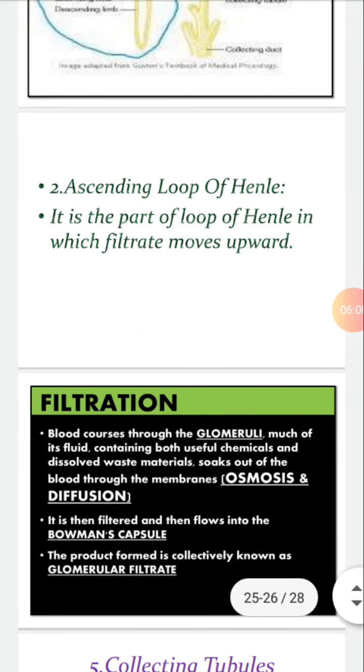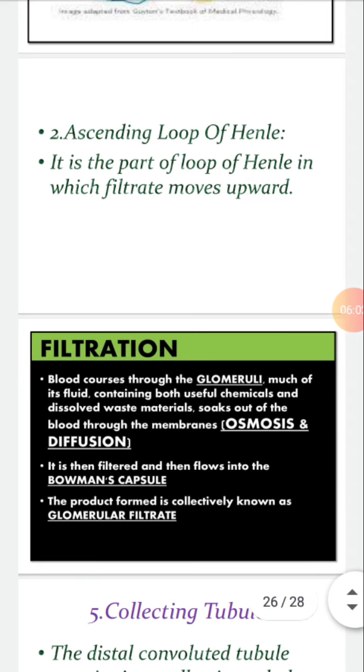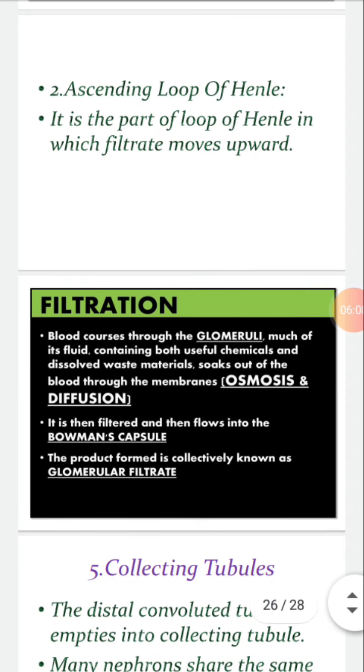Filtration, that is, blood moves through the membrane by osmosis and diffusion. Then it is filtered and flows into Bowman's capsule, the cup-shaped swelling, and the product formed is collectively called the glomerular filtrate.